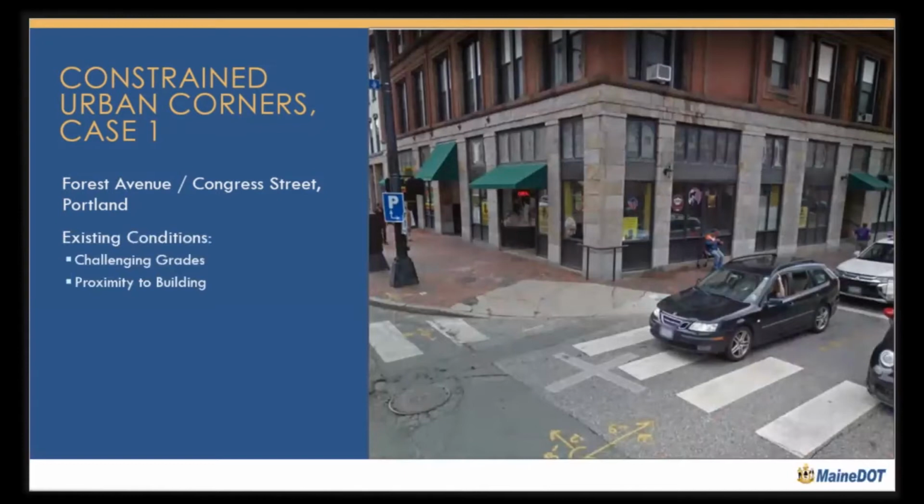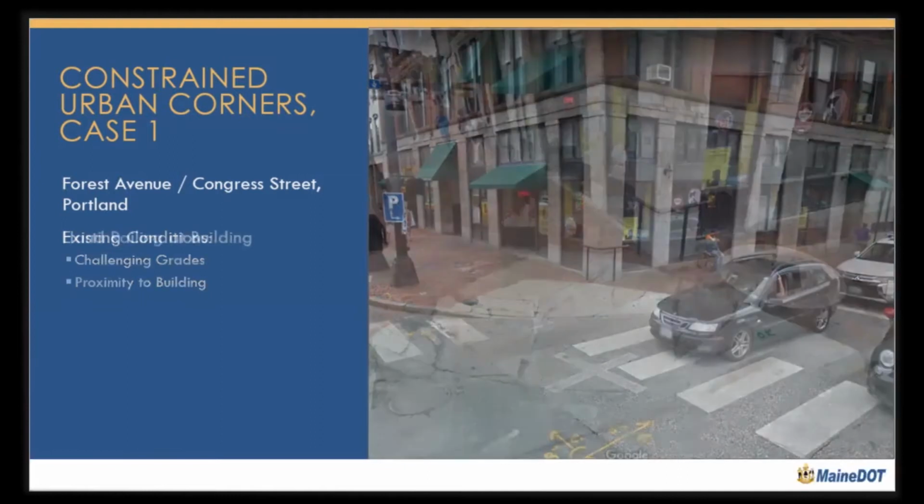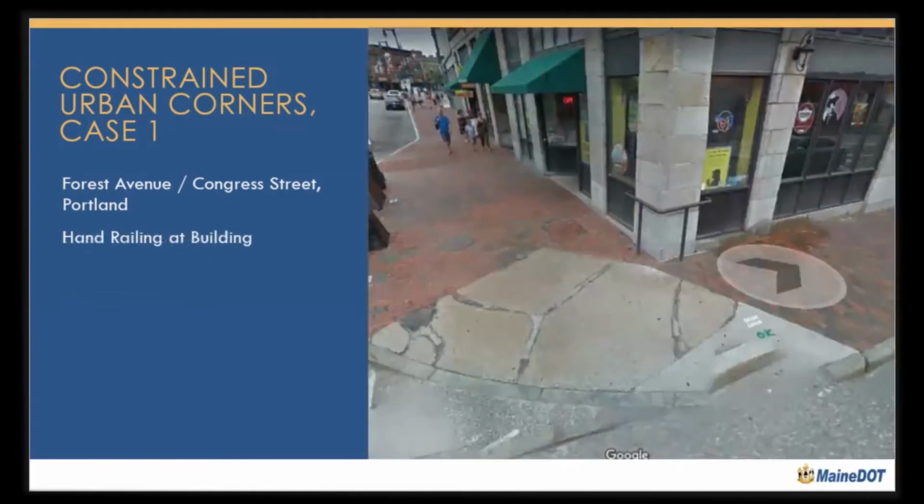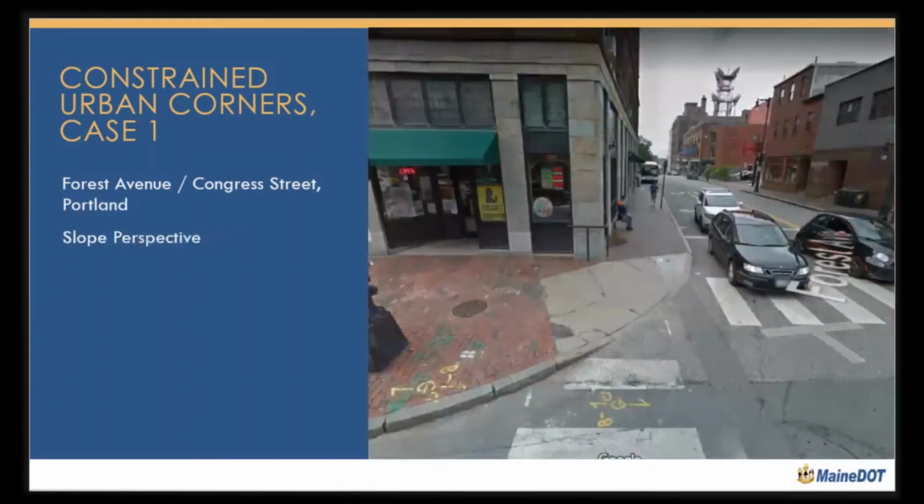So this is the first corner. This is the existing condition. You can kind of see it's pretty steep. Teresa mentioned the old style of what they might have had for identifying ramps. What jumps out to me here is, look at this, the handrail on the building. Gives you a sense that we might have some steep grades going on there. So we had challenges in terms of what the cross slopes are, how steep this is.